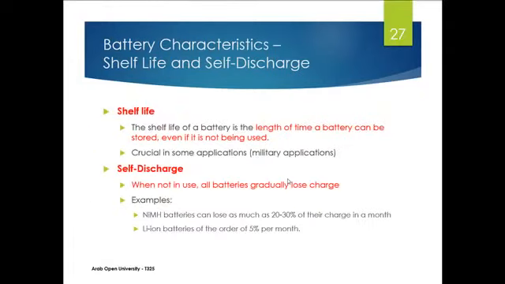So to conclude about the battery characteristics, we have two important characteristics, which are the shelf life and self-discharge.